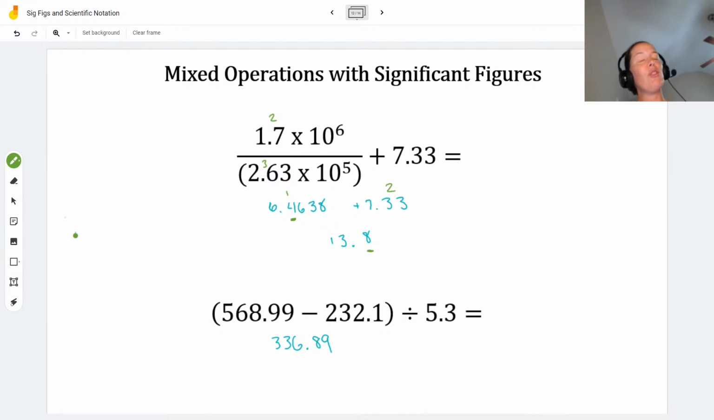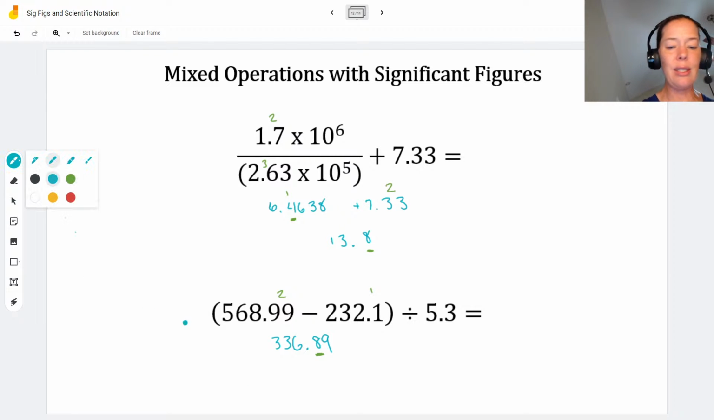Because you can never trust your calculator to give you the correct number of sig figs. It won't. Okay, because I'm doing subtraction, I'm looking at decimal places. So I have 2 decimal places here, 1 decimal place here. So I'm going to round to 1 decimal place. Again, I'm not going to drop that 9. I'm not going to round it yet, but I'm just giving myself a note. Hey, you need to round at that place.